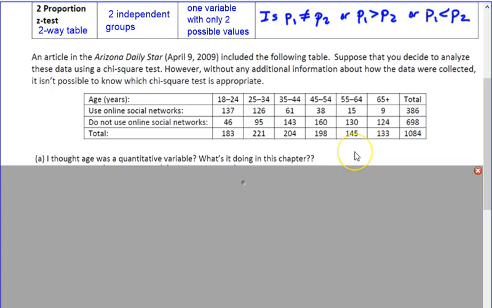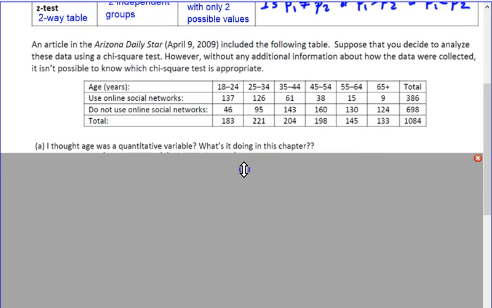The first question I want to clear up is about the whole idea about age being a quantitative variable. Age is a quantitative variable if age can be any number between this and this, and it includes all numbers. But when you break age into groups like this, it becomes a categorical variable, because then we can count how many are in each age range. If you had a question about that, I wanted to clear that up.